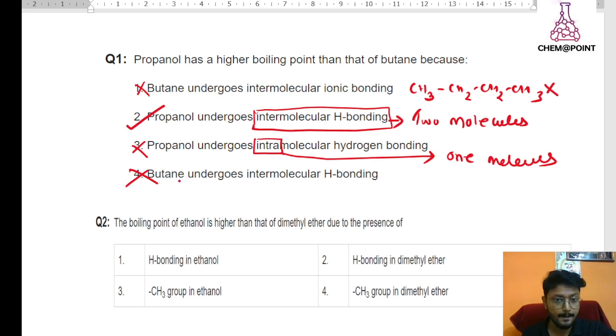Any confusion? If any doubt, then write it down in the comment box. I will explain how the second option is correct. Okay, now move to the second question.